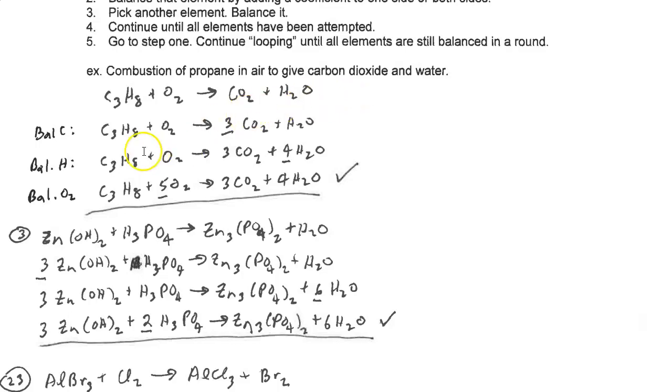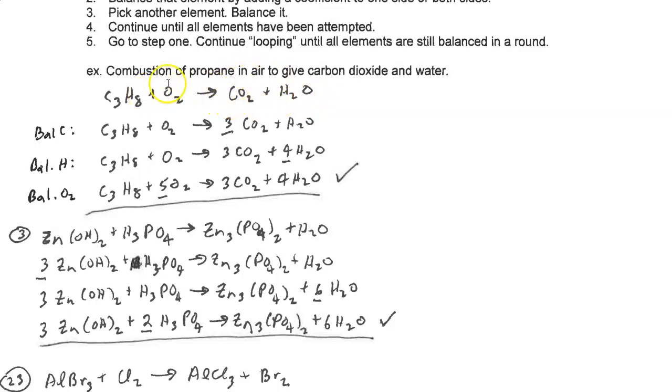So the first thing we're going to do is we're going to pick an element. So let's just start here with carbon. Okay, so how many carbons do I have on the left-hand side? Well, I got 3. I got one propane molecule with 3 carbons, so 3 over here. How many do I have on the right-hand side? Well, I just have 1.